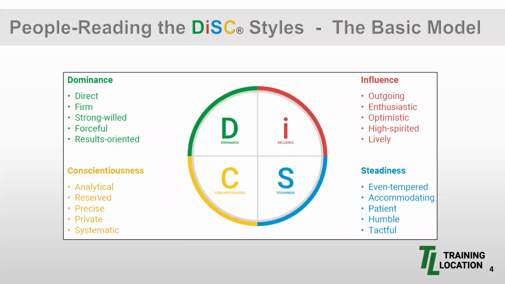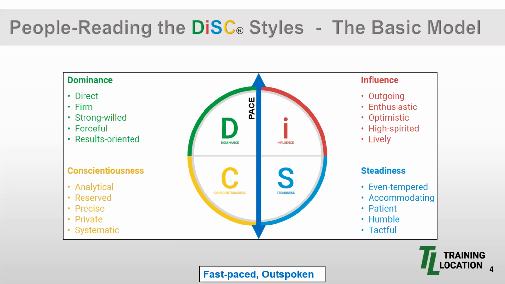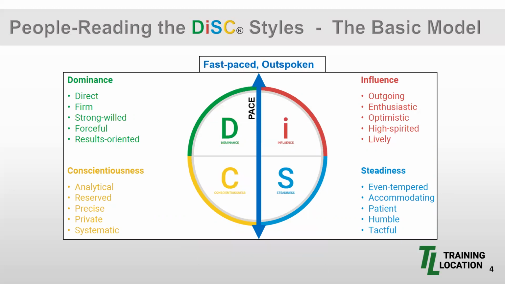Second is the basic DiSC styles model, which is critical to people reading. A person's DiSC style is decided by the intersection of those two dimensions of observable behaviors, and we're talking about body language, tone of voice, expression, and word choice. Now, the vertical dimension is known as PACE. That's your outward activity level, and we describe that as either fast-paced and outspoken or cautious and reflective.